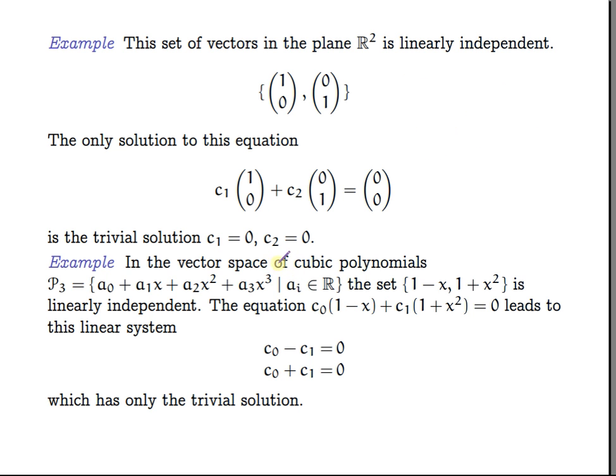Another example. All right, in the vector space of cubic polynomials, P3, the set, actually this should be a square here.